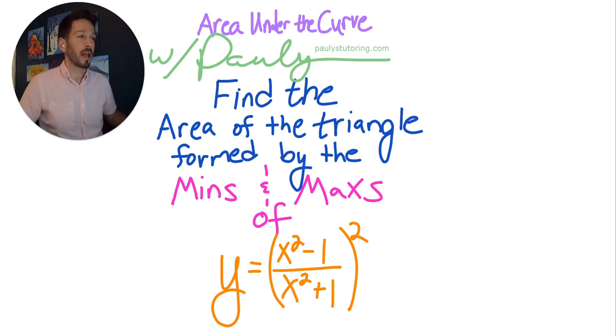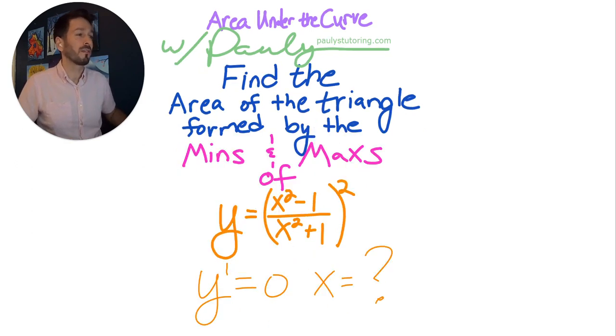Find the area of the triangle formed by the mins and maxes of our equation here in the orange. This is area under the curve, but we don't necessarily have to do an integral here if we're smart. The first thing is we need to find the mins and maxes. The mins and maxes occur where the derivative is equal to 0. We need to find those x locations. Those are the vertices of the triangle that we're in search of.